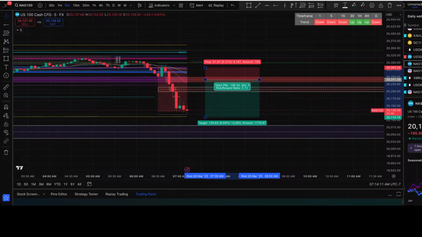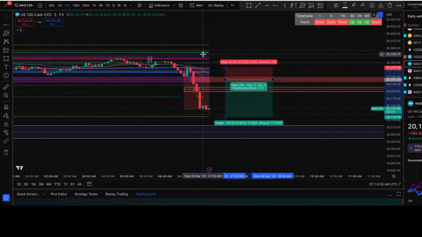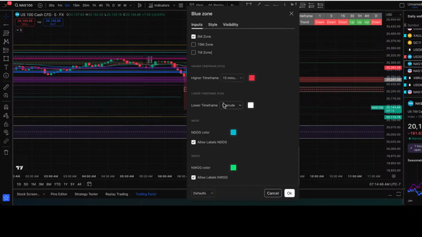No real news drivers today. And on days like this, we do get a retracement sometimes back to what's called fair value. Fair value is usually NDOG or the NWOG, new week opening gap. Change this to orange.